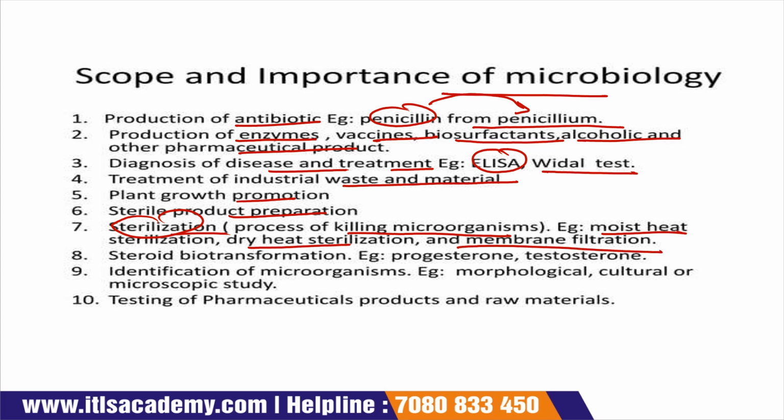Next is steroid biotransformation, like progesterone and testosterone. The next is identification of microorganisms, through morphological, cultural or microscopic study. And the last one is testing of pharmaceutical products and raw materials. So these are the scope and importance of microbiology.